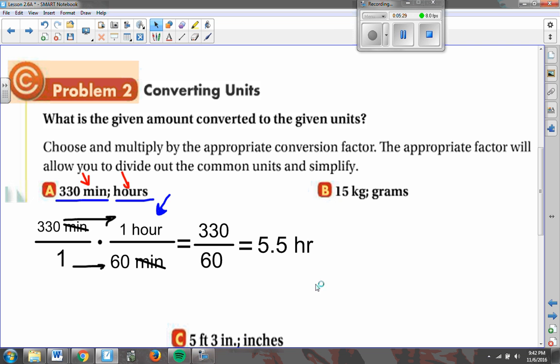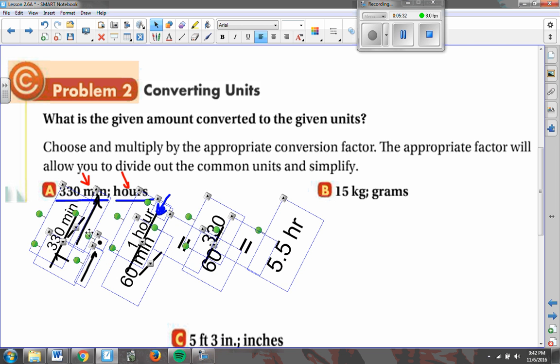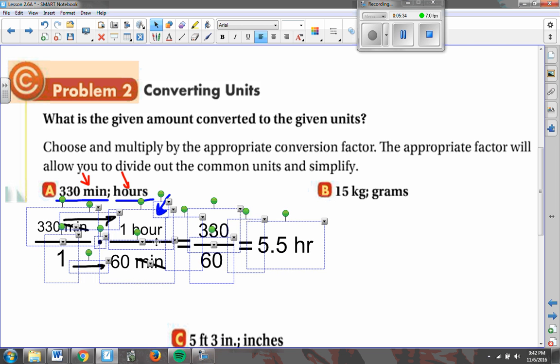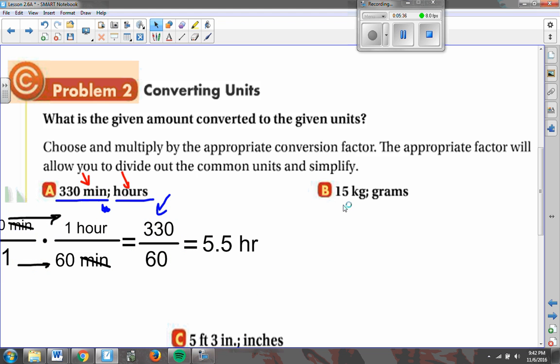Okay? So let's try another one. Let's try turning 15 kilograms into grams. So again, I'm going to write out 15 kilograms first. I'm going to put it over 1.